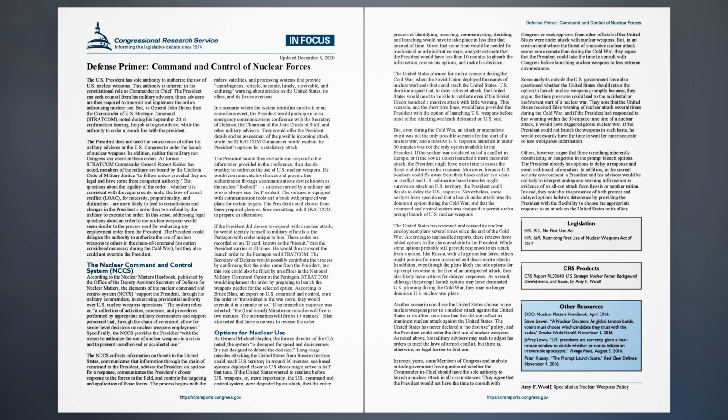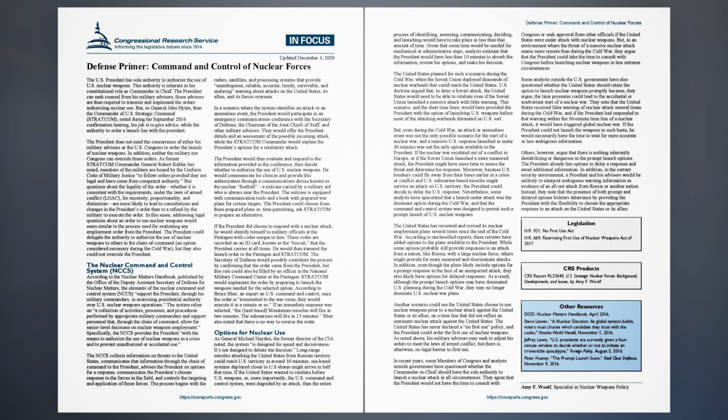The Nuclear Command and Control System, NCCS. According to the Nuclear Matters Handbook, published by the Office of the Deputy Assistant Secretary of Defense for Nuclear Matters, the elements of the Nuclear Command and Control System, NCCS, support the President, through his military commanders, in exercising presidential authority over U.S. nuclear weapons operations. The system relies on a collection of activities, processes, and procedures performed by appropriate military commanders and support personnel that, through the chain of command, allow for senior-level decisions on nuclear weapons employment. Specifically, the NCCS provides the President with the means to authorize the use of nuclear weapons in a crisis and to prevent unauthorized or accidental use.